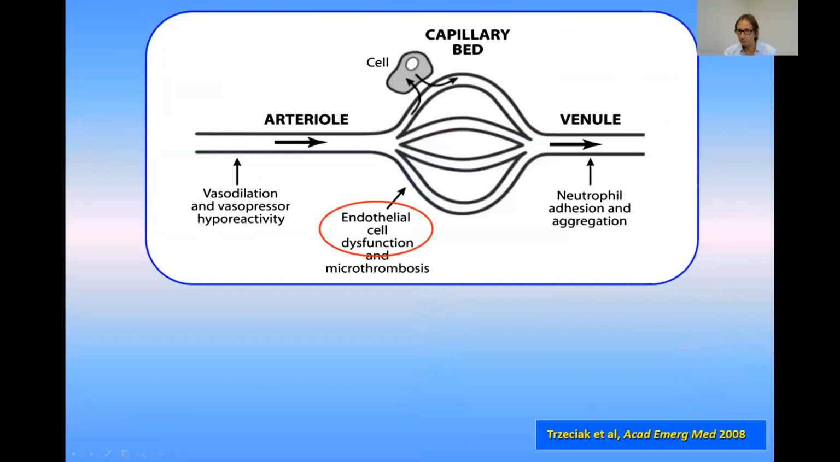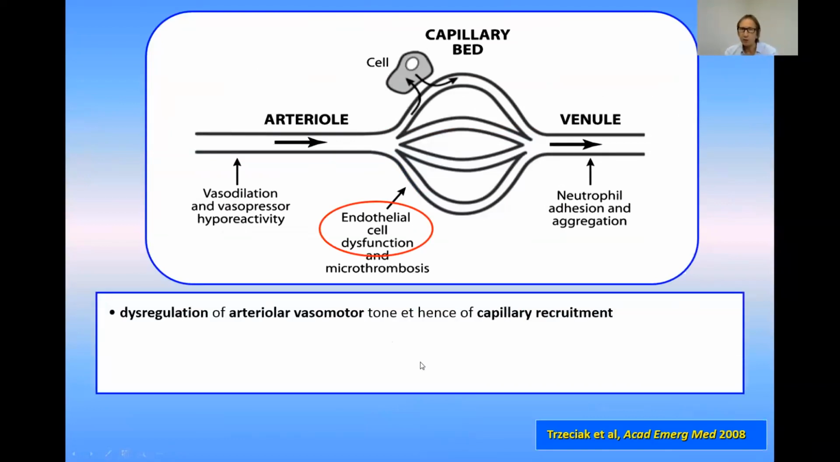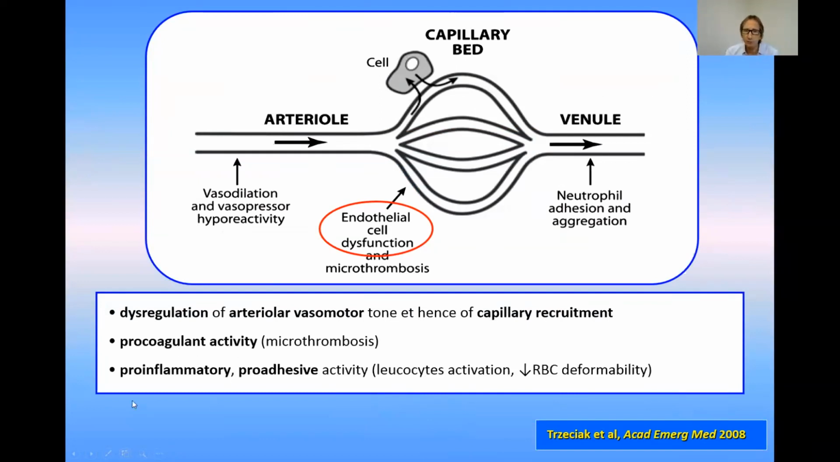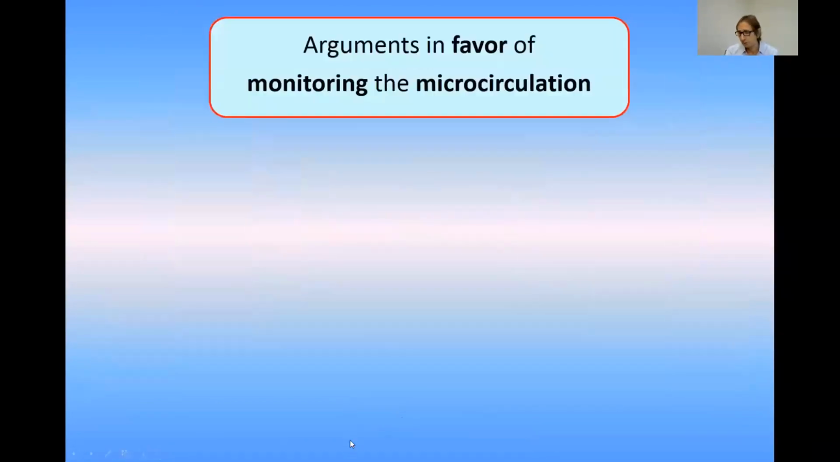In fact, this microvascular dysfunction is essentially due to endothelial cell dysfunction, due to dysregulation of the motor tone of the arterioles, of capillary recruitment, procoagulant activity leading to microthrombosis, and also release of pro-inflammatory and pro-adhesive substances. And all these anomalies can result in microvascular dysfunction.